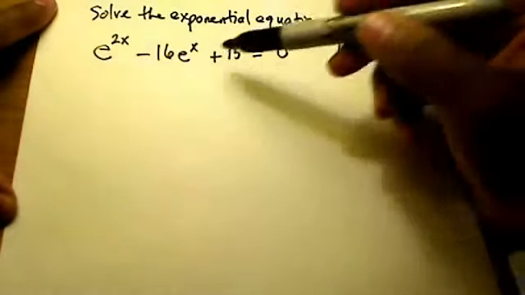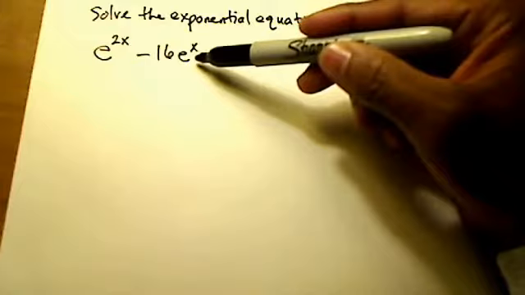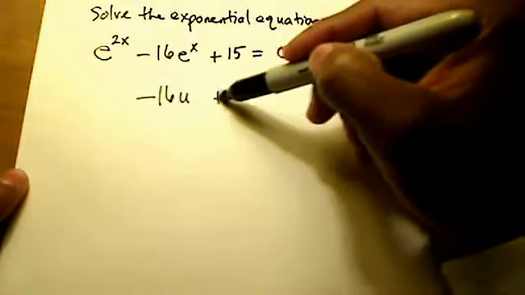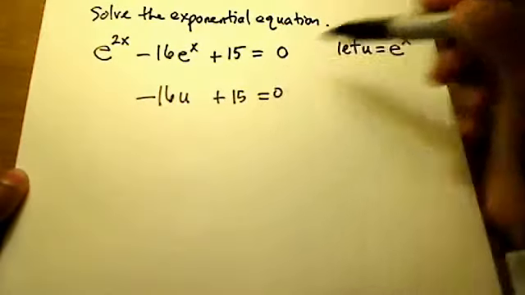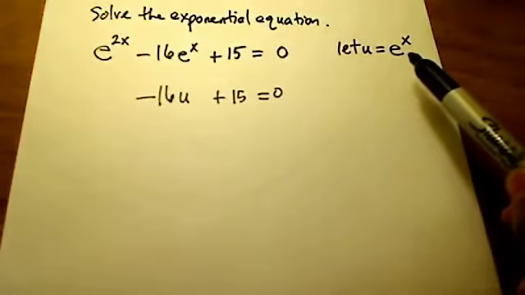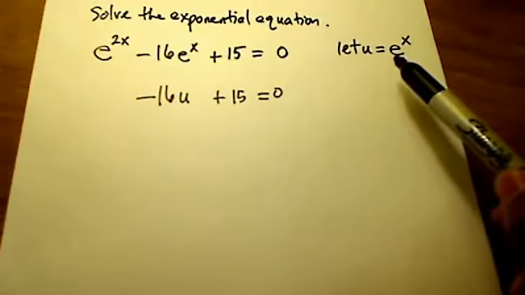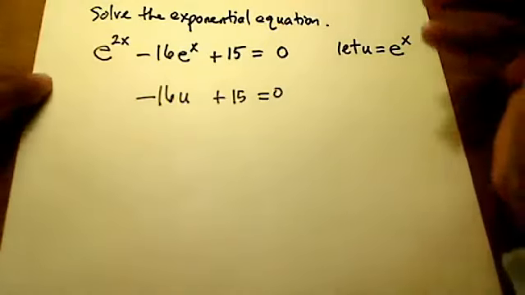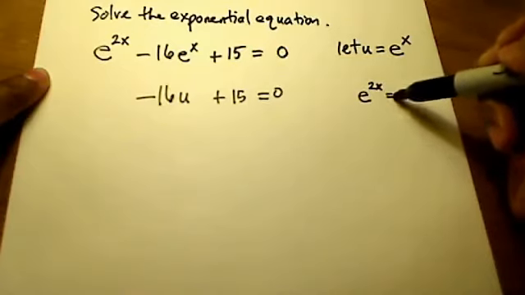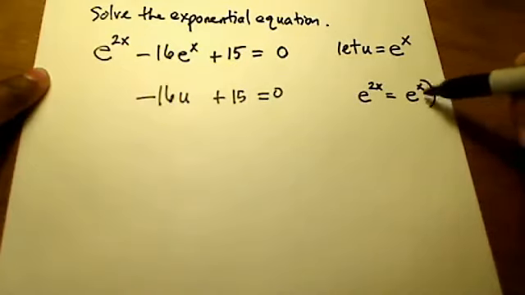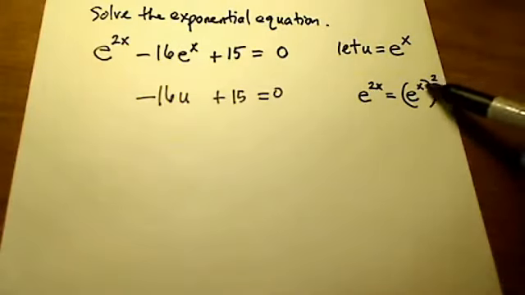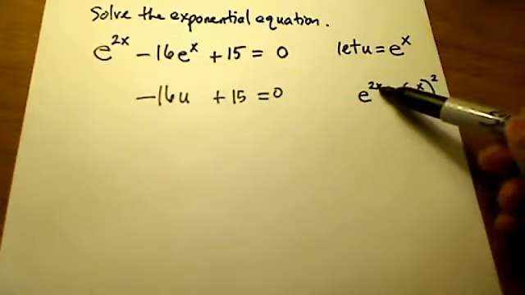If we do that, you can see that this e to the x right here can simply be replaced with u. So that middle term turns into 16u plus 15 equals 0. But this first term, e to the 2x, is not easily replaced with just u. But I hope you see that e to the 2x could also be written as e to the x quantity squared. That's because these two exponents, the 2 and the x, can be multiplied together to give us 2x.